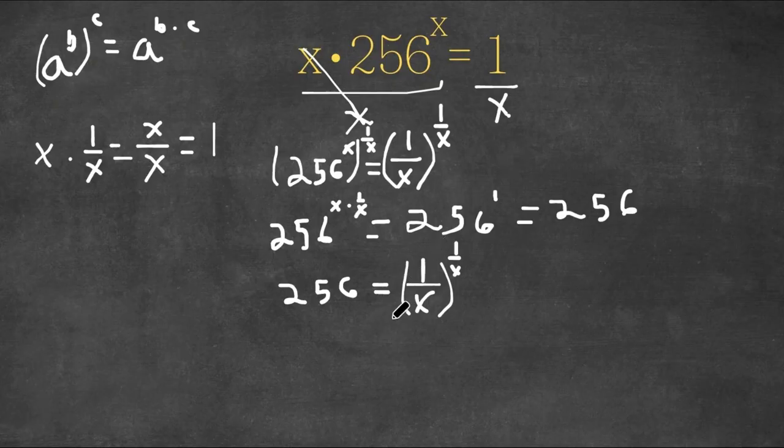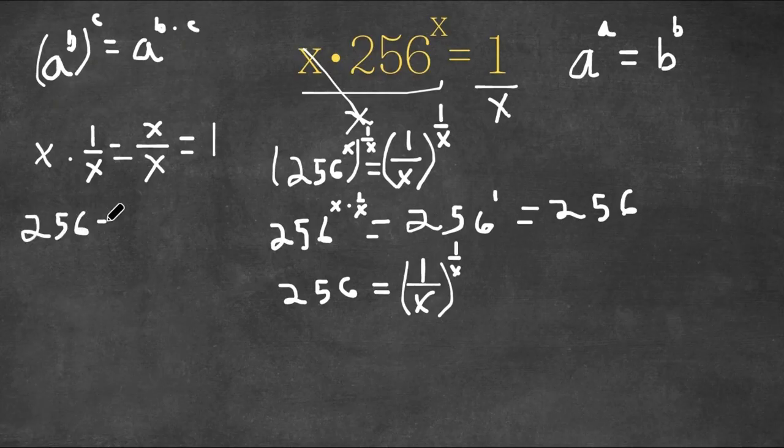Now what we want to do is convert this equation so that it's in the form a to the power of a equals b to the power of b. So we already have b to the power of b over here because 1 over x to the power of 1 over x, they're both the same. Now we want to convert 256 so that it's in the form a to the power of a. Well, 256, this is equal to 16 squared, right?